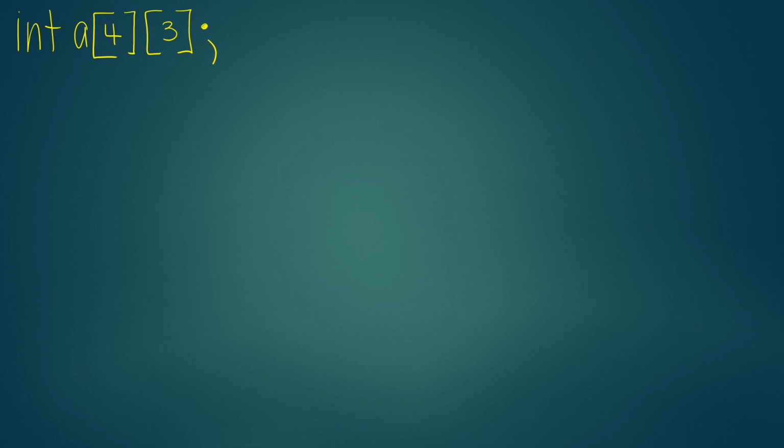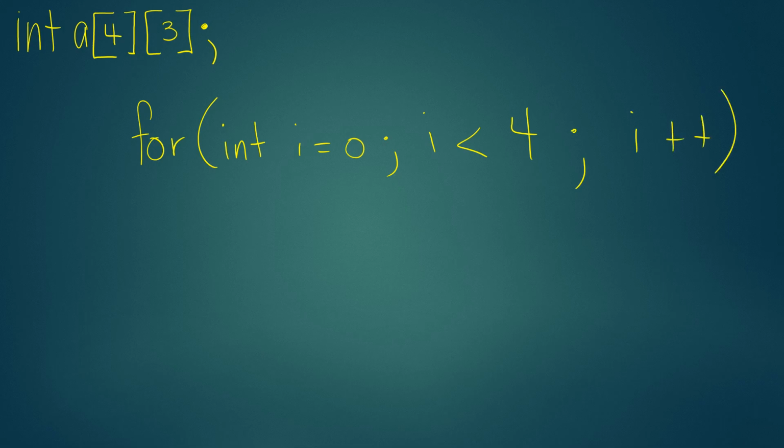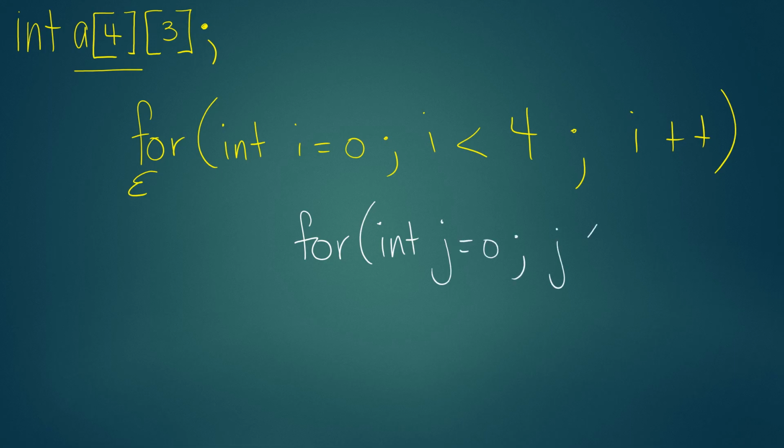In order to do that, you would need to use a nested loop. So the outer loop would go through the rows, which would be for int i equals 0, i less than 4, i plus plus. So that would be the number of rows. And then you would nest another loop inside of that: for int j equals 0, j less than 3, j plus plus.